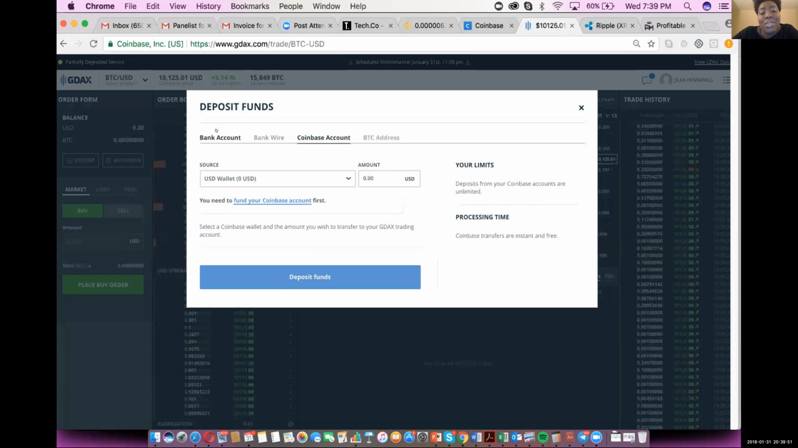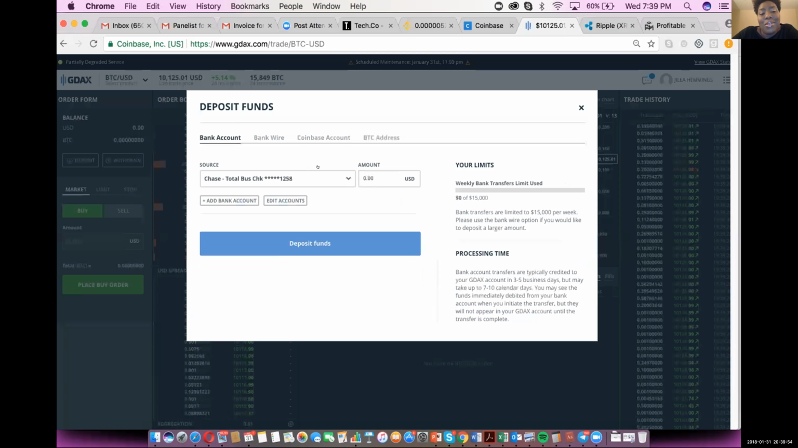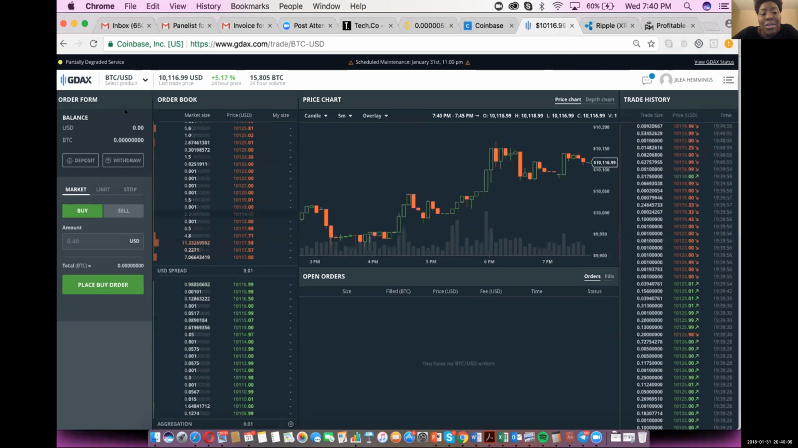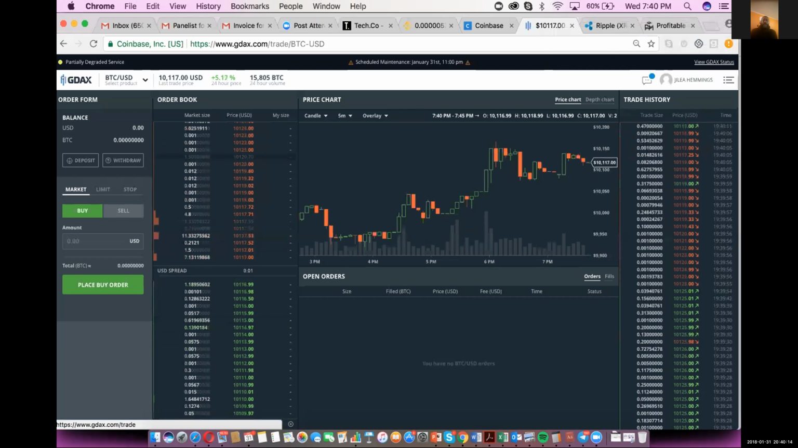You can actually even transfer money from your bank account directly into GDAX. You don't have to go through Coinbase, but the fees on GDAX are much less. And there's no fees between Coinbase and GDAX. So if you want to transfer money from Coinbase into GDAX, there's no fees. The fees are less, even though it's the same company. The only difference is on GDAX, you cannot use a credit card or a debit card to purchase. It has to be a bank transfer. Absolutely.